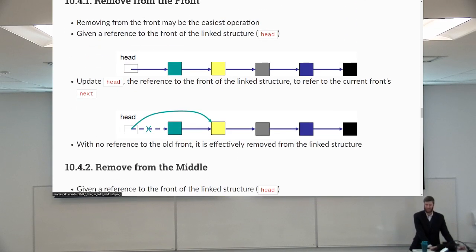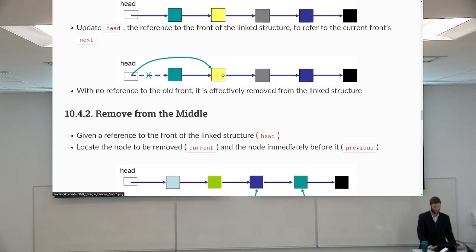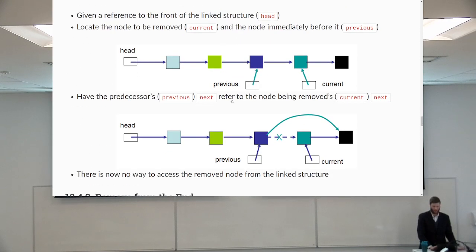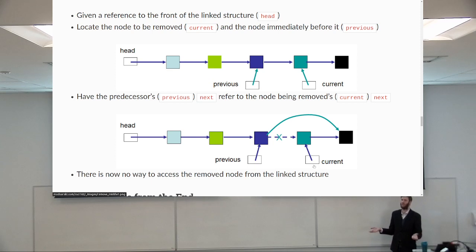Removing from the front was the easiest. Just say head, you're equal to head's next. That's it. And then remove from the middle. It's not too bad, but it's kind of the same idea, except it's previous, your next is equal to previous's next. Here I'm doing it with 2 reference variables. You really don't need the 2. You can do it with 1.